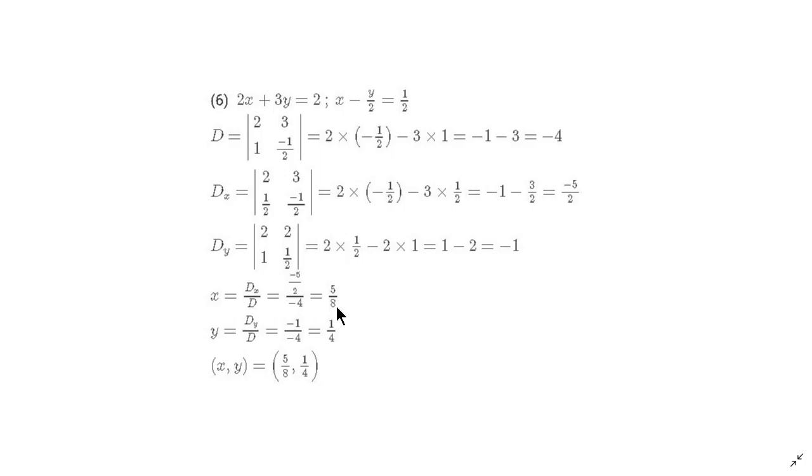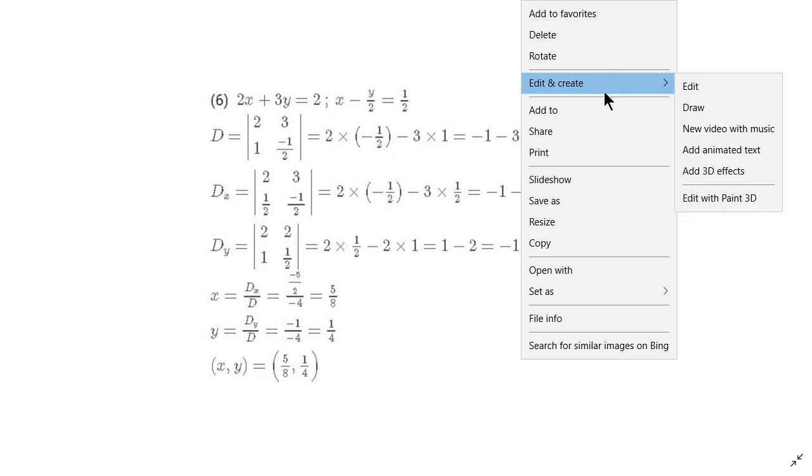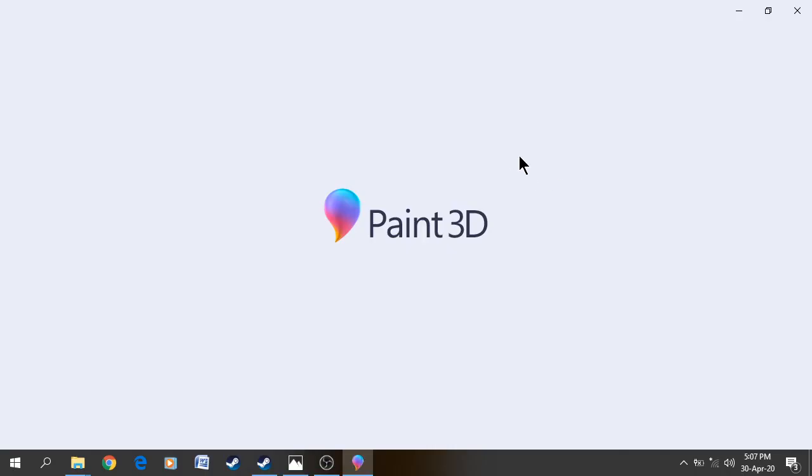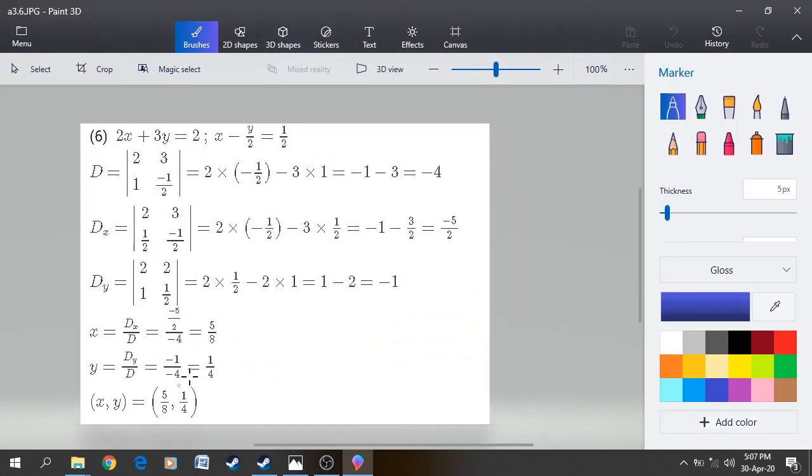Then go for x and y values. X is equal to dx upon d. Dx is minus 5 by 2. D is minus 4. Minus minus cancel. Minus 5 by 2 upon 4. How are these calculations done? If anyone is confused how it is done, I will show you how it is done. What is dx? Minus 5 by 2 upon minus 4.